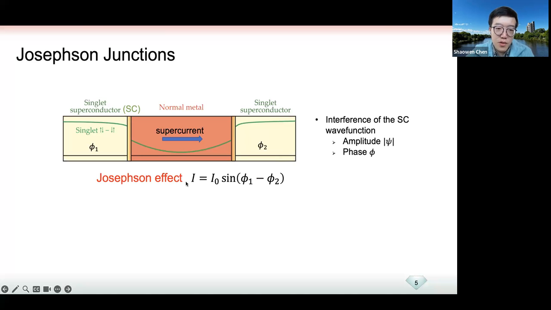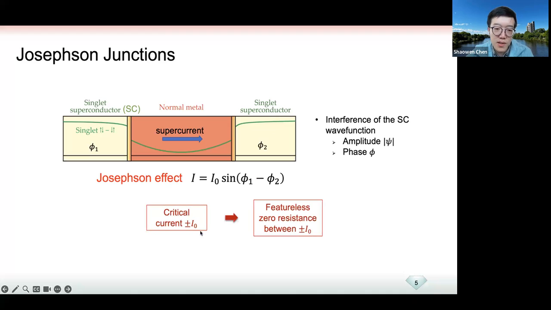As you can see here, this current is defined by the limit, which is the critical current, below which all we can measure is zero resistance. So that is kind of the problem.